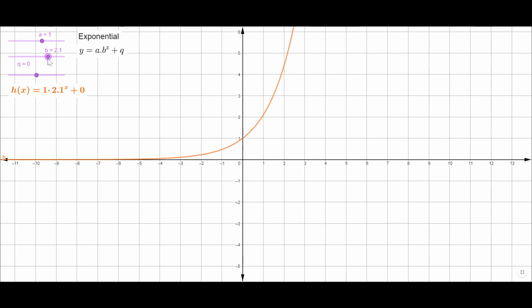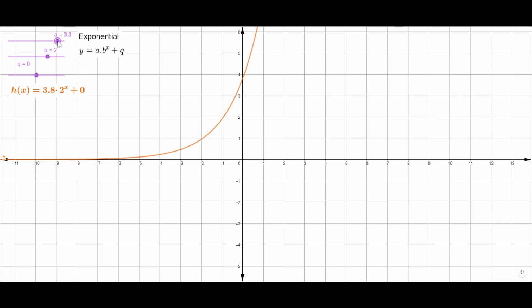Let's make b 2 for now. And then let's quickly change parameter a, the coefficient of b to the power of x. All right, note what happens. As I make my a bigger, it affects my y-intercept. As my a is 2, my y cuts at 2. So my a affects my y-intercept.